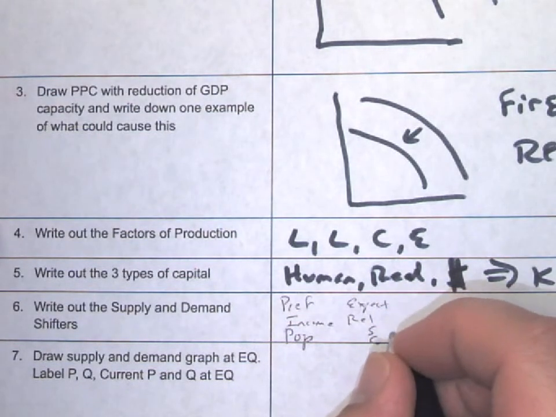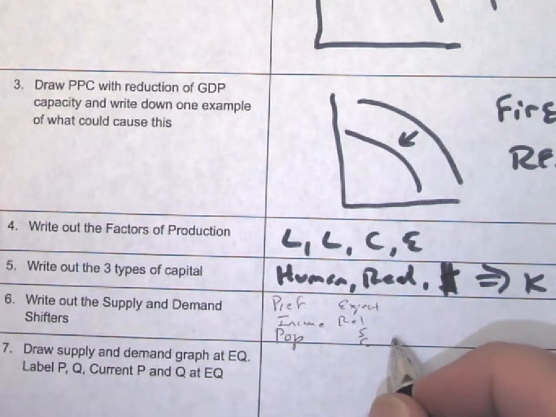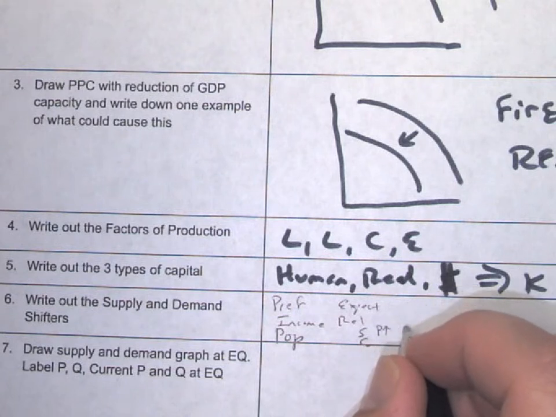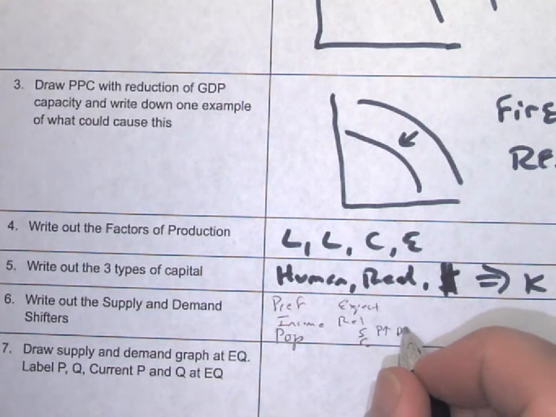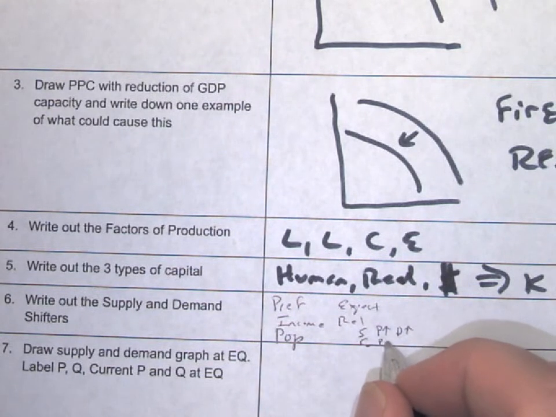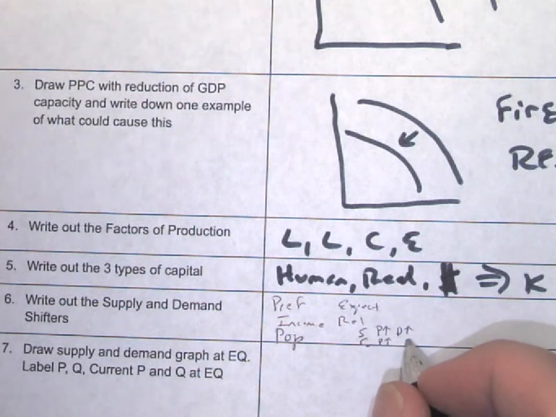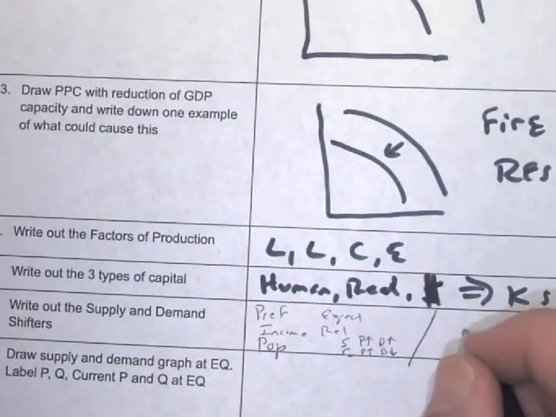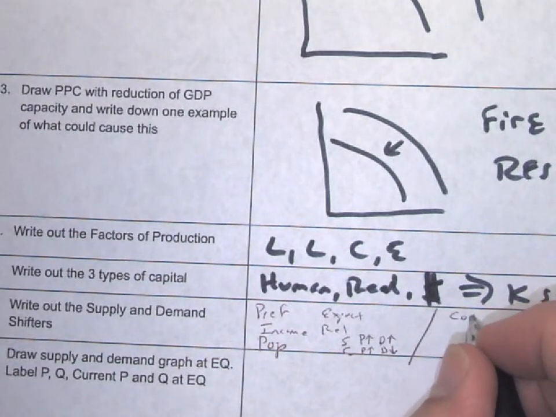Remember, substitutes and complements are if the price goes up for one item, the demand for its substitute will go up. Complements, if the price of one item goes up, then the demand for its complement goes down because people wouldn't need it. Okay. Now on the supply side, we got our costs.